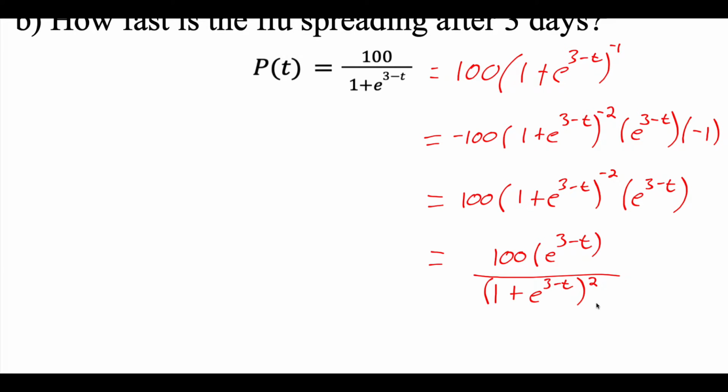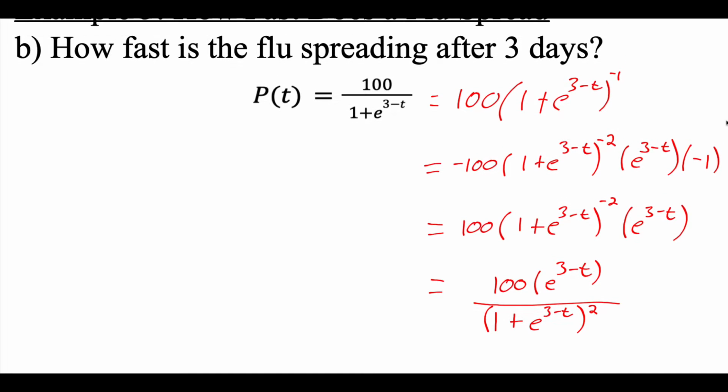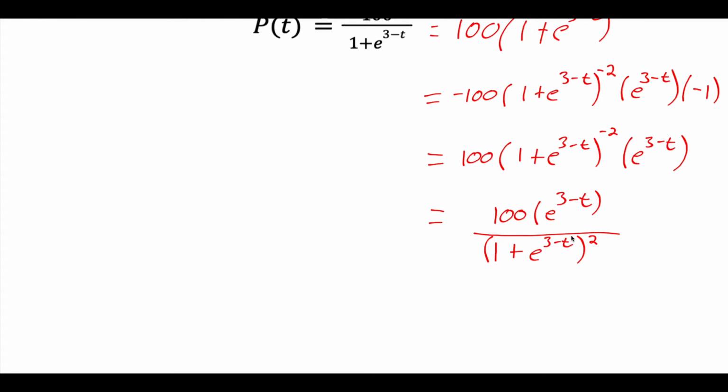So this is the derivative. We want to figure out how fast it's spreading after 3 days. So now we would have to plug in 3 for our t value. So this would say 100 times e. Now if we do 3 minus 3, that's going to be raised to the 0 power. On bottom, we're going to have 1 plus e. Again, 3 minus 3 is going to be raised to the 0 power, but that's all going to be squared.